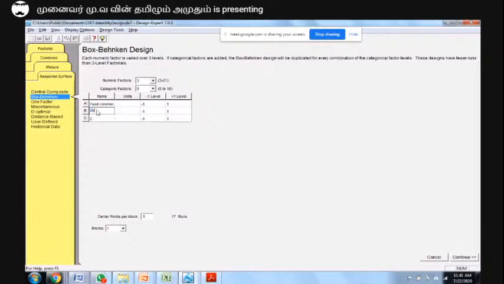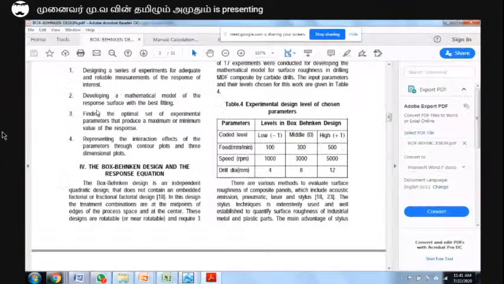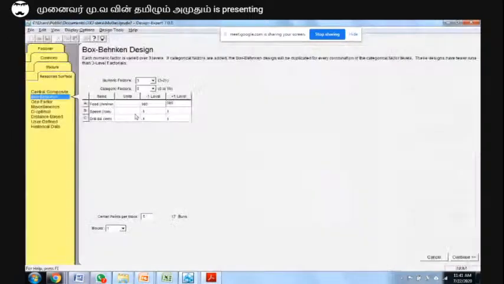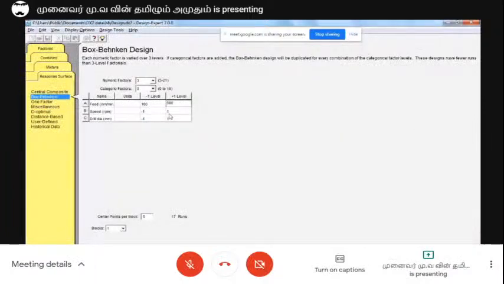Speed: minus, 0 and plus levels, 1000 and 5000. Box-Behnken has replication, 5 replications at its center point.